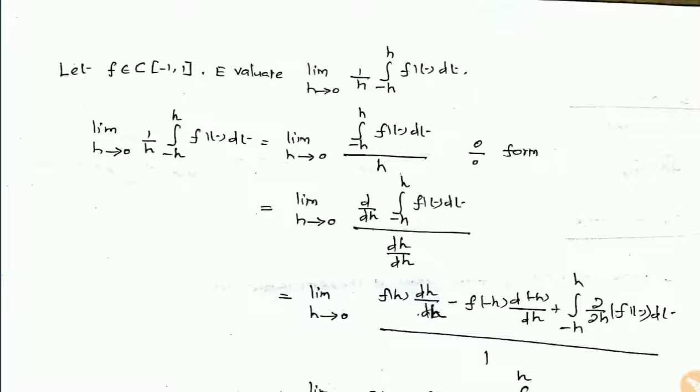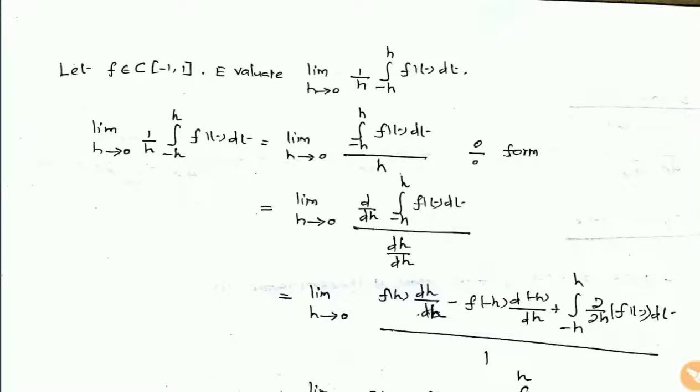Now we'll look at a problem from real analysis. Directly we'll move on to the problem. Let f belong to the set of all continuous functions defined on the closed interval [-1, 1]. Evaluate the limit as h approaches 0 of (1/h) times the integral from -h to h of f(t) dt.